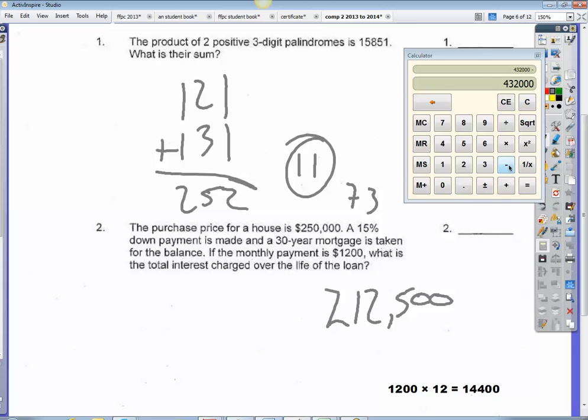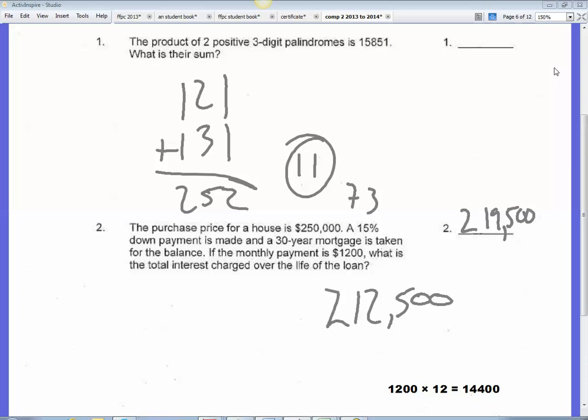Now I'm going to subtract out what I owe on the house. So I have 219,500 is left to pay off, and that's it. It's kind of crazy. I mean, it is the real world. You are paying about twice as much as you owe on the house over the life of the mortgage. It's scary.